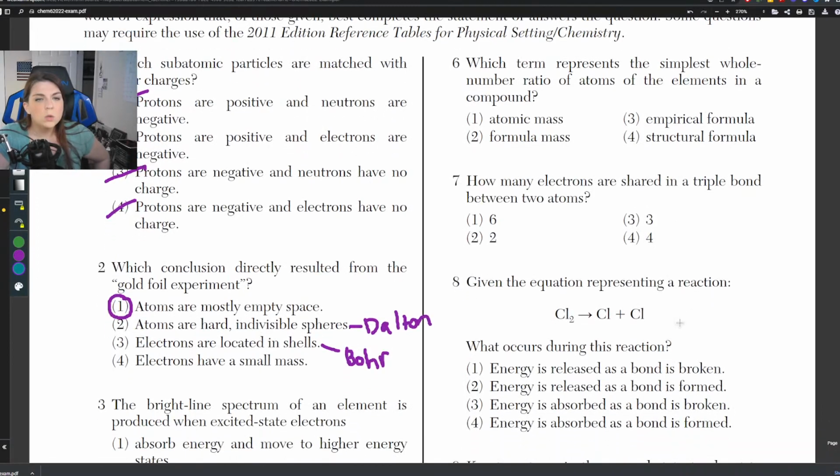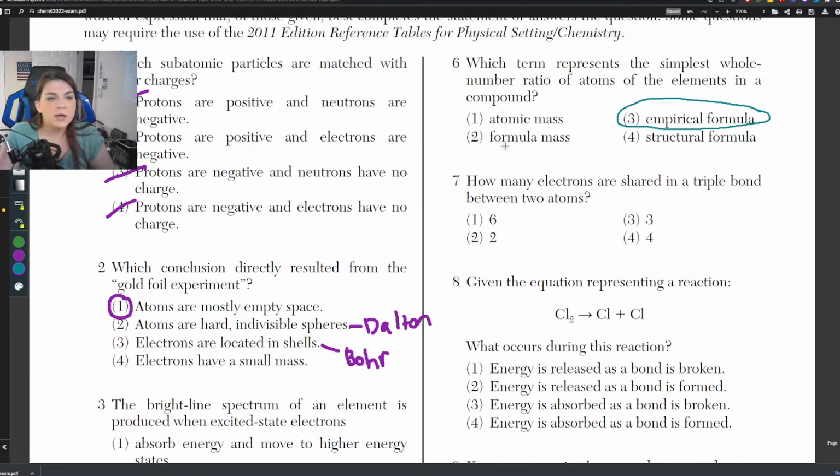Number 6. Which term represents the simplest whole number ratio of atoms of the elements in a compound? This is a vocabulary question. The simplest whole number ratio of atoms of an element is the definition, and they're asking for the term that matches that definition, and that term would be the empirical formula.